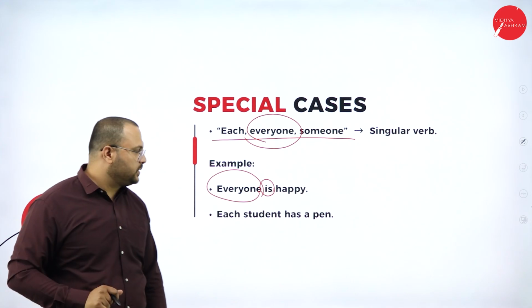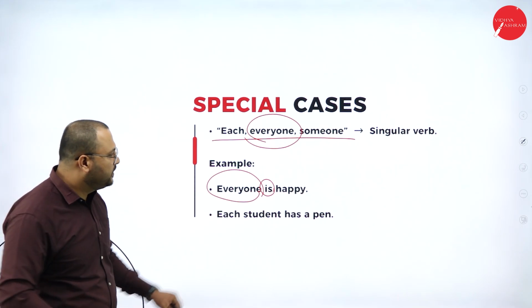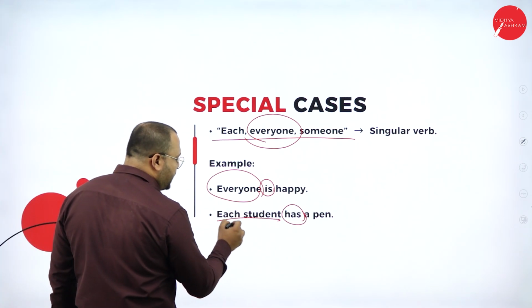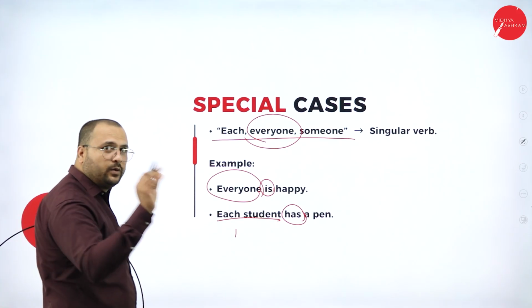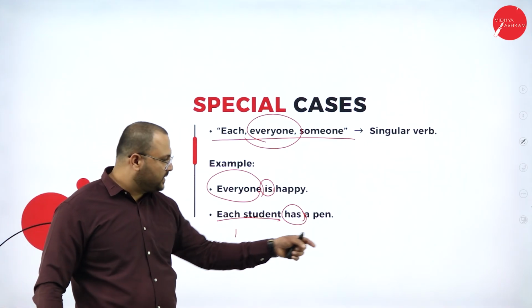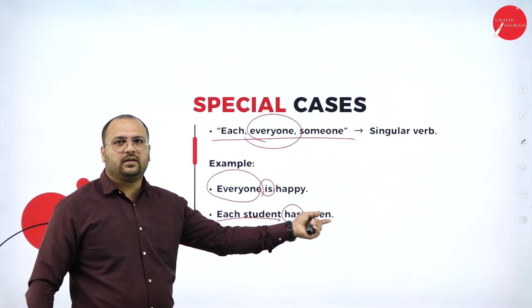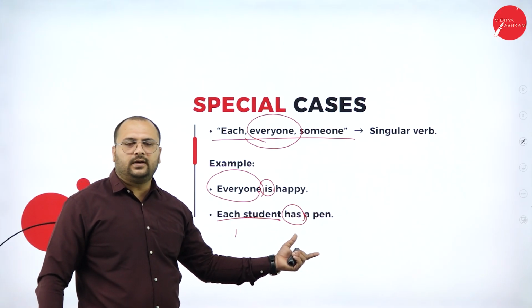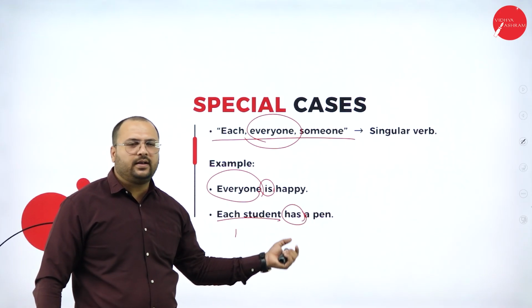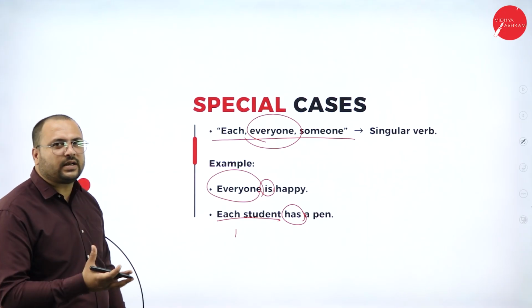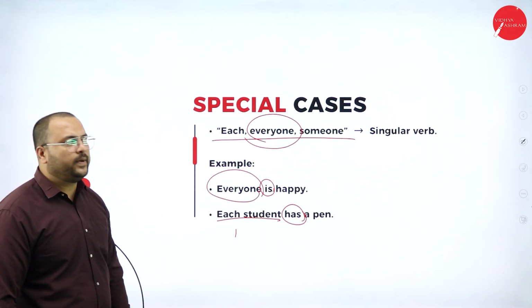No, that's wrong. So here, each student, we are talking about each student. That means every student individually has a pen. We can't say each student have a pen. That's wrong. Clear? You have to understand this and write it properly. That is the special case with respect to subject-verb agreement.